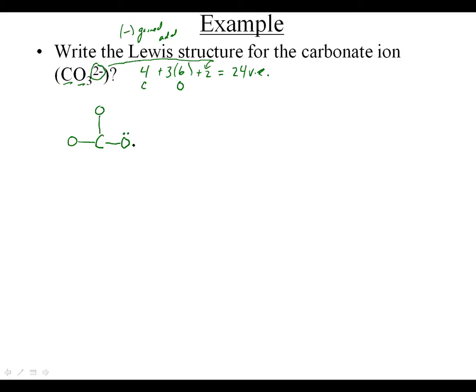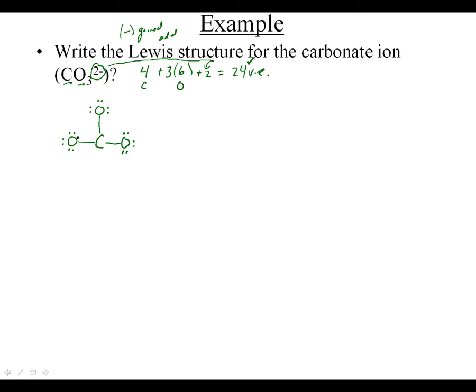So that's 2, 4, 6, 8, 10, 12, 14, 16, and 18 at that point. If we count up the total number of electrons that we've used, we have a total of 24 electrons. So 2, 4, 6, 8, 10, 12, 14, 16, 18, 20, 22, and 24. So we do want to make sure everybody's good.